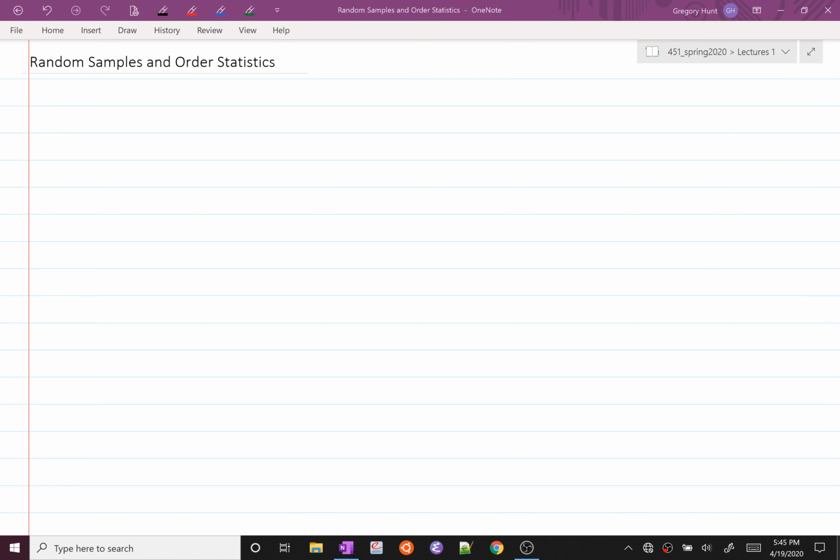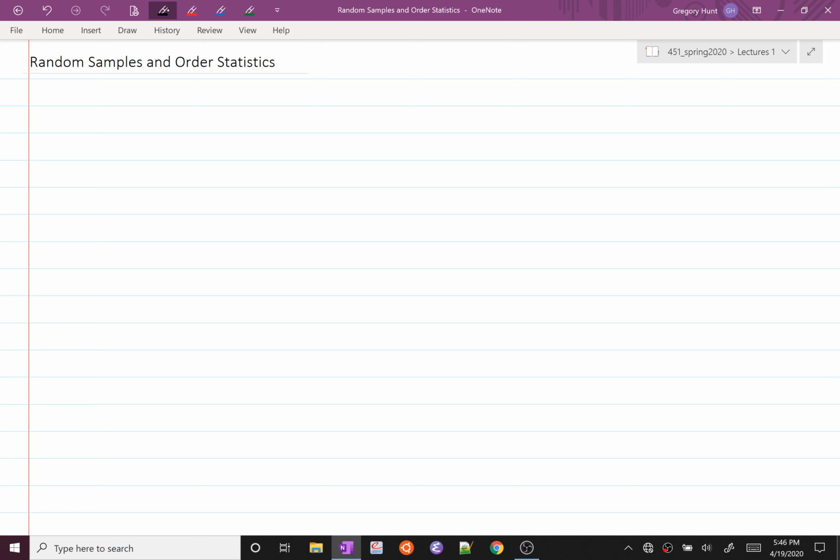So the topic of today's lecture is going to be random samples and order statistics. So we're really going to get a real small taste of what statistics is and how statistics builds off of probability. And this would, in some ways, cover part of an introductory lecture to 452, although the material is classically covered in probability courses.